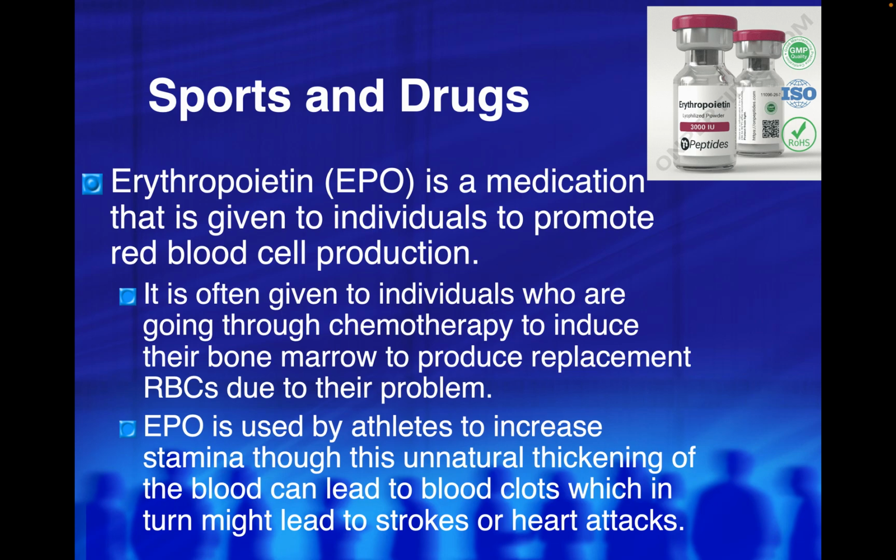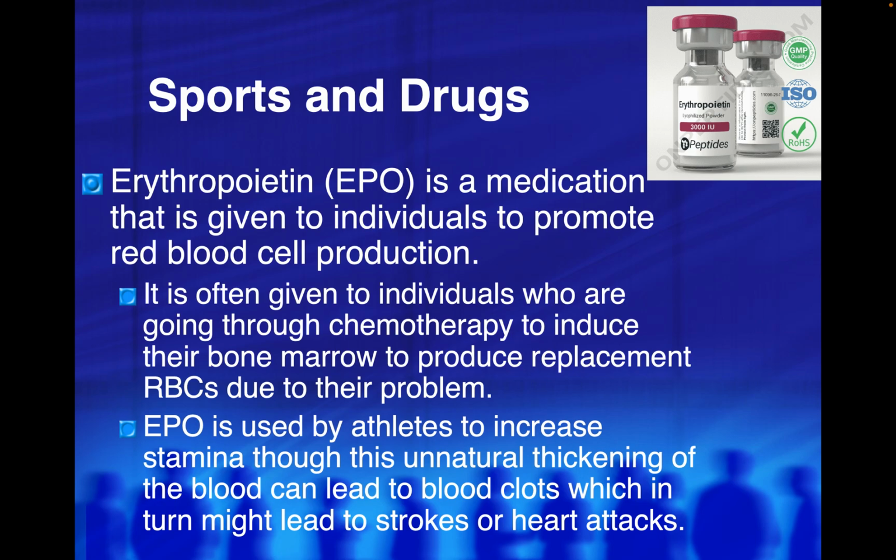Erythropoietin, or EPO, is a medication that is given to individuals to promote red blood cell production. It is often given to individuals who are going through chemotherapy to induce their bone marrow to produce replacement RBCs due to their problem. And this is what my sister did. My sister would get real anemic, and then she'd go in and she'd have an EPO shot, and it wouldn't be immediate, but in a couple days, she felt like $1 million because she was producing more red blood cells.